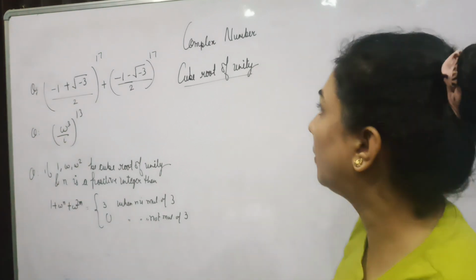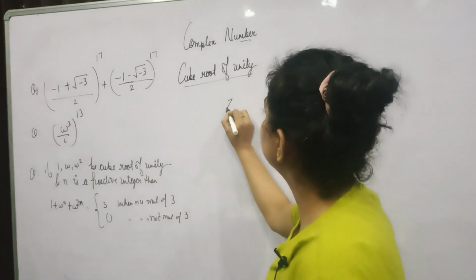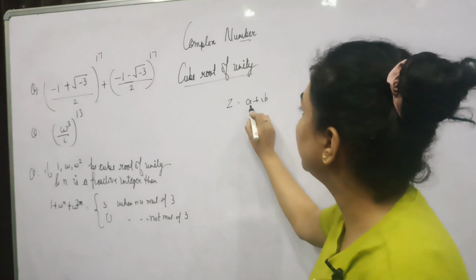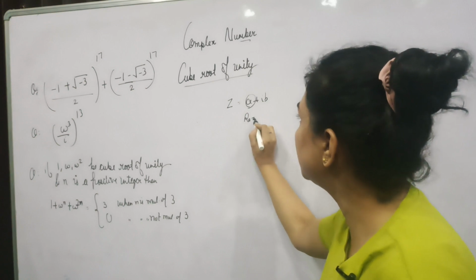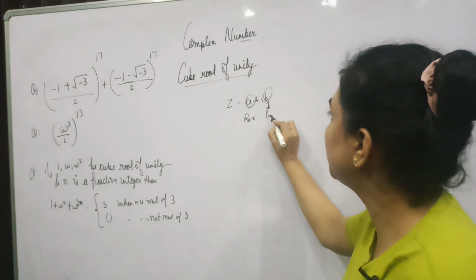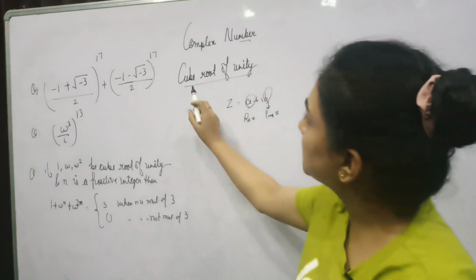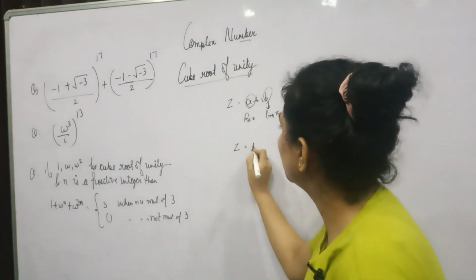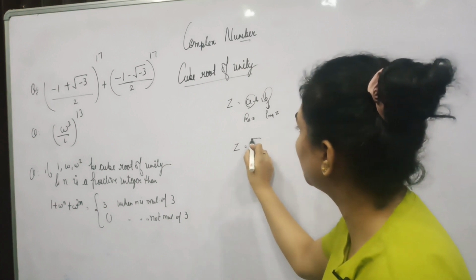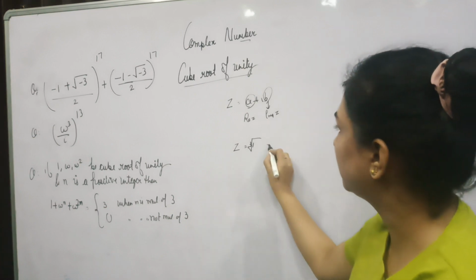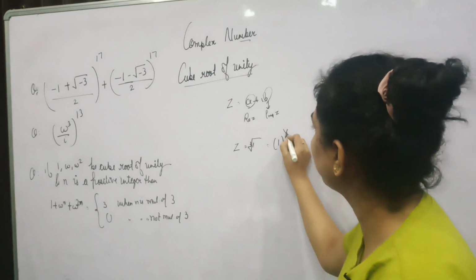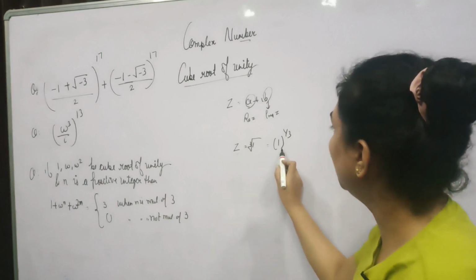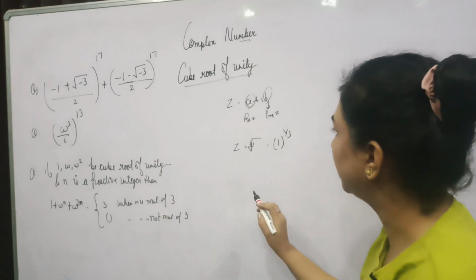We all know in complex number the number z, the alphabet z, denotes a plus ib, where a is the real part of z and b is the imaginary part of z. Now I am saying the cube root of unity. Let's say z is equal to 1 and it is cube root of unity, or we can write it as z is equal to 1 raised to power 1 by 3.